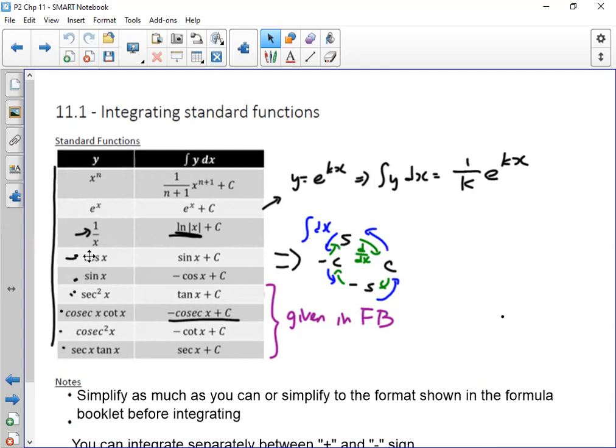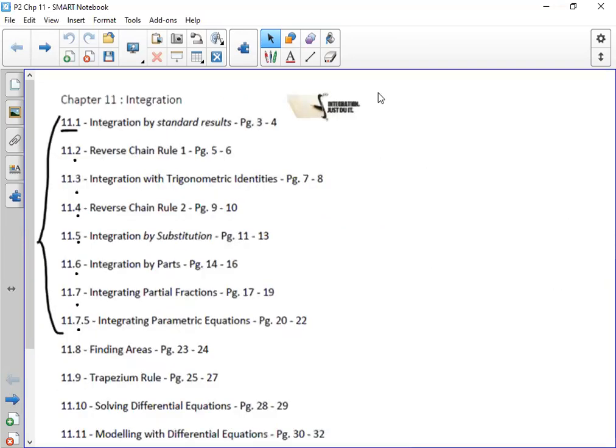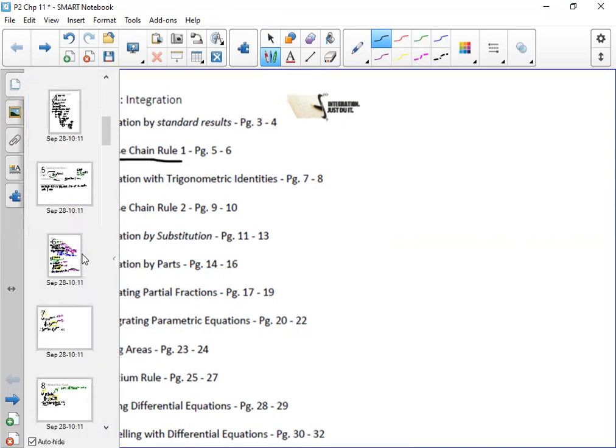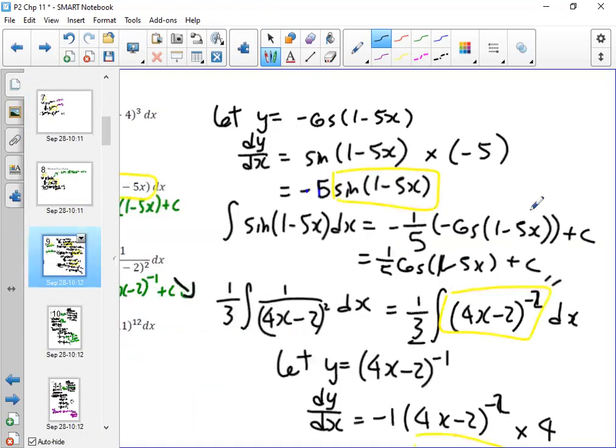We're going to use it when it comes to trigonometry expressions: sec squared, cosec, cot, cosec squared, sec x tan x. But sometimes the formula booklet doesn't give you everything, does it? Then we have to rely on the number one big rule in integration, which is known as the reverse chain rule. And we look at the simpler ones with reverse chain rule.